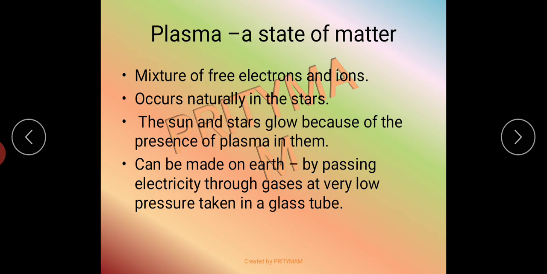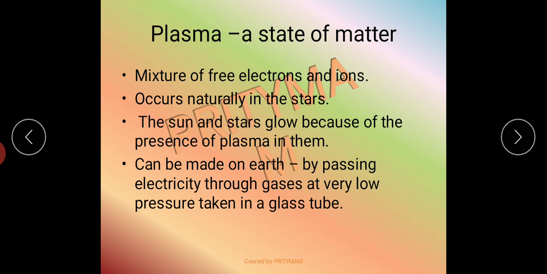Then plasma. What is plasma? Plasma is a mixture of free electrons and ions. Plasma is considered to be the 4th state of matter. Plasma occurs naturally in the stars and the sun.